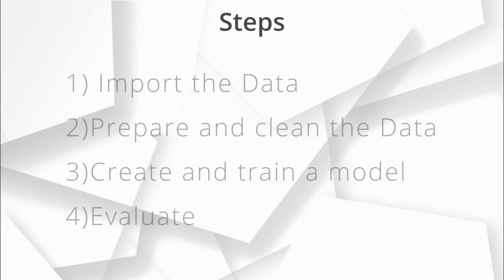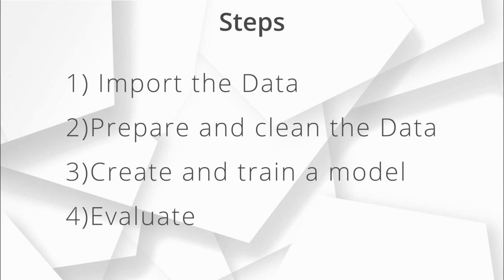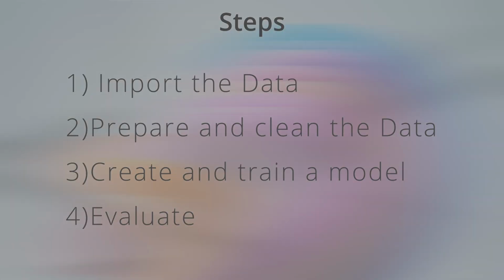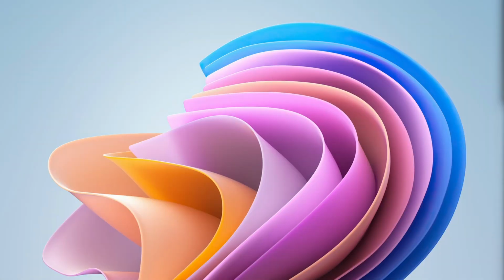So back to the list of steps in a machine learning project. First, we need to import our data. Then we'll prepare the data and clean it. Then we create a model and train it to make predictions. And finally, we evaluate our algorithm to see its accuracy. So let's focus on our first step, importing our data.